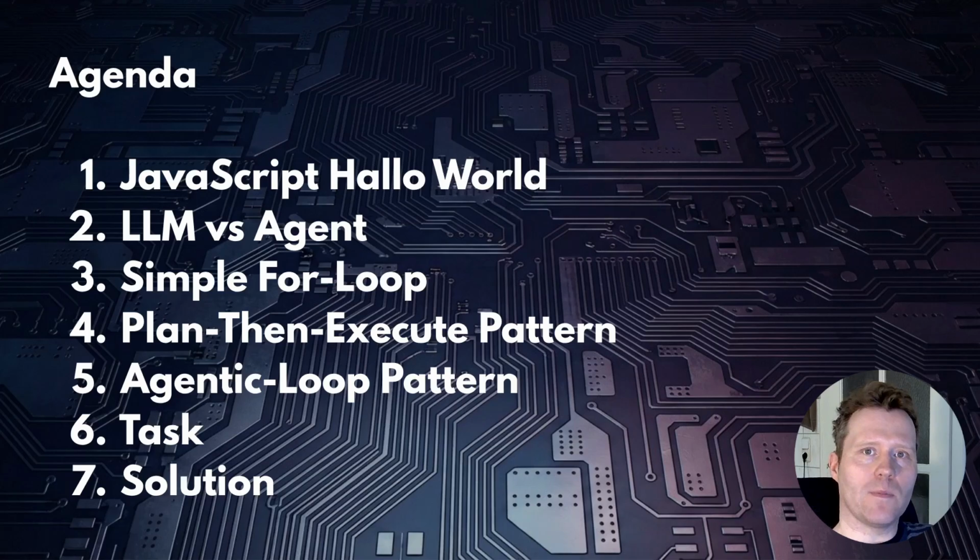Then I'm gonna explain the difference between what is an LLM and what is an AI agent. Then I'm gonna show you a simple for loop that simply counts from 1 to 10. Then from there, we're gonna go to the plan, then execute pattern, which is gonna be the basis for the agentic loop pattern, which is gonna be the next step. Then I'm gonna give you a task, and at the end, we're gonna compare the task solution.